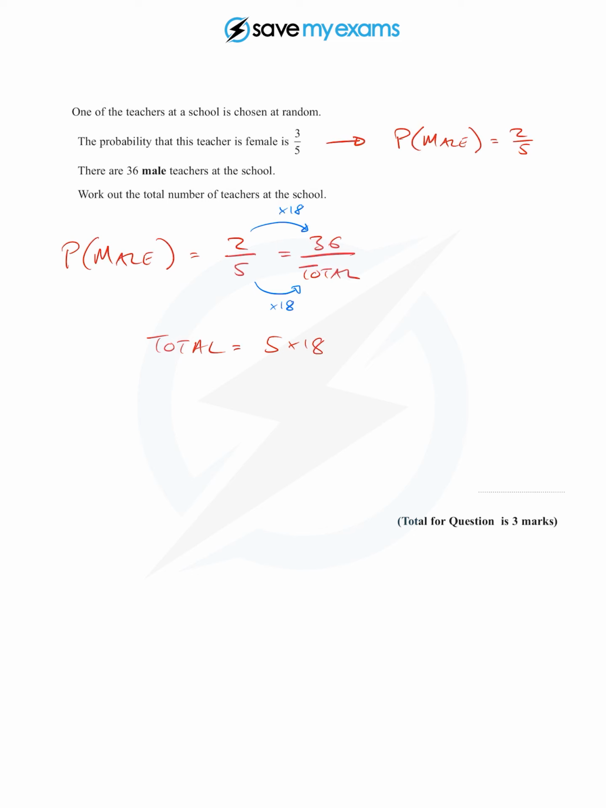And all we have to do is 5 times 18. Let's do that over here. To multiply by 5, I would multiply by 10 and then divide by 2. And 180 over 2 is 90, so we can say 18 times 5 is also 90. And that's the number of teachers.